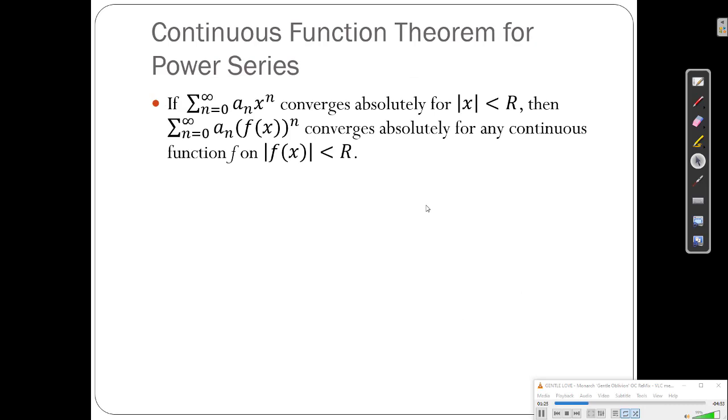So this is a really important theorem. It says if you have a convergent power series that converges absolutely for absolute value of x less than r, then you can actually compose a function in for the variable, for the x, and it will converge absolutely for any f of x less than r. So you can just plug the function into its requirement and see where that converges. And you can find a new interval of convergence or radius of convergence using that. It's a really neat process. This was something we could do with functions and their limits, even going back to chapter 2.